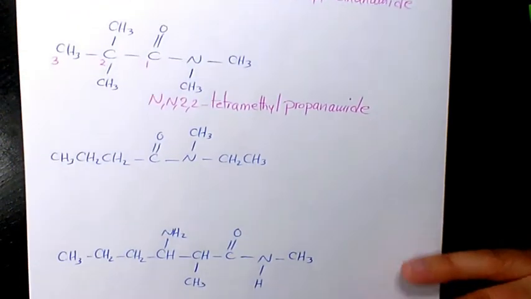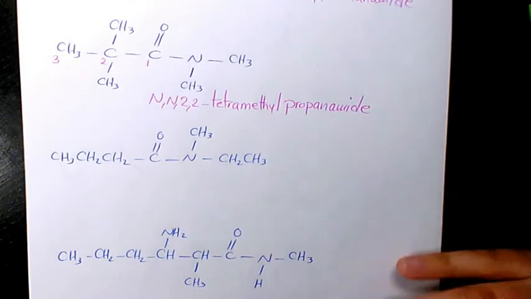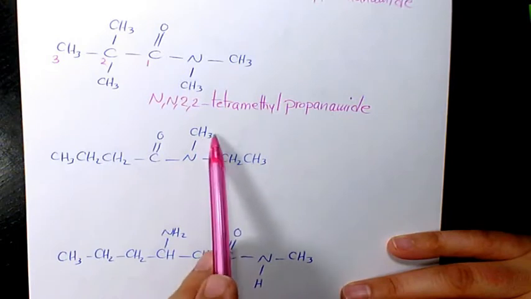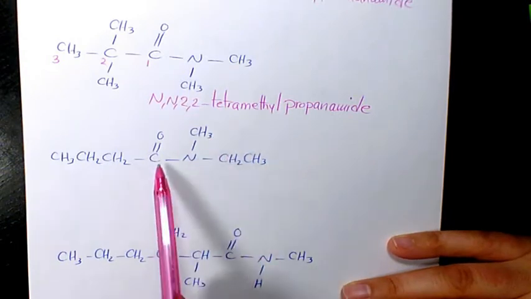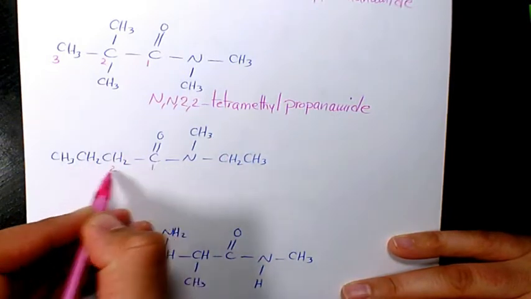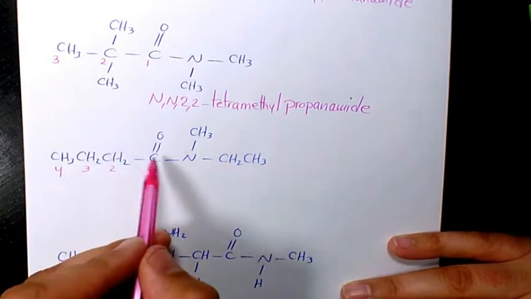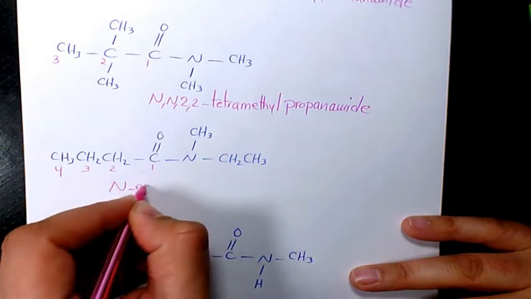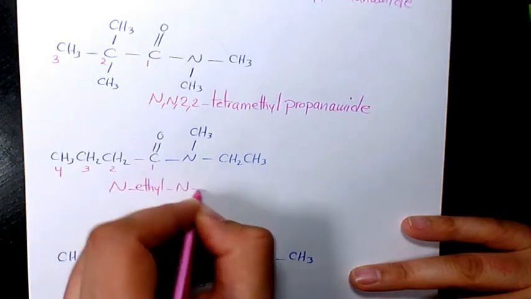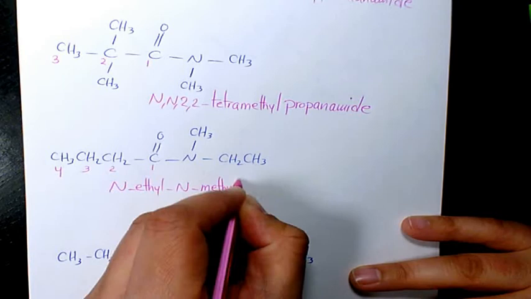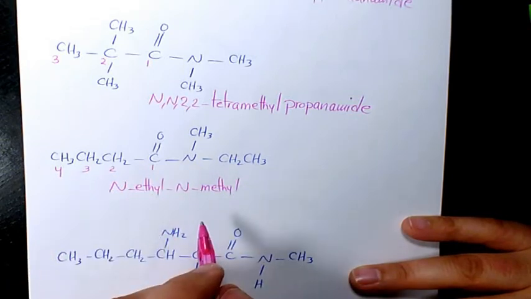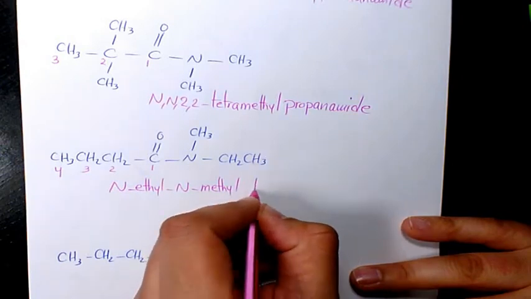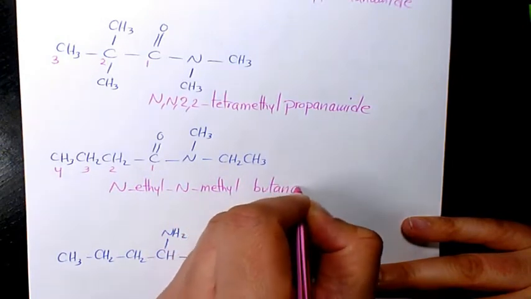Next one. How to name this one? Here the hydrogens are substituted with methyl and ethyl group, and in this side we have 4 carbon. So we are dealing with butanamide, and here we have N-ethyl, N-methyl. Ethyl comes first because it's more prior comparing to methyl. Alphabetic order. Butanamide.